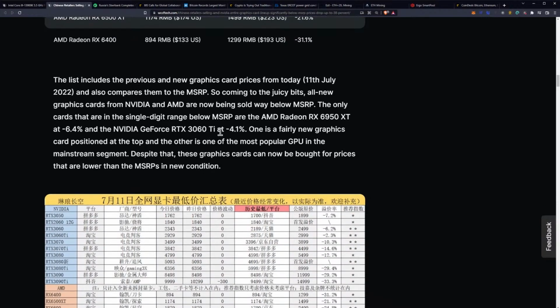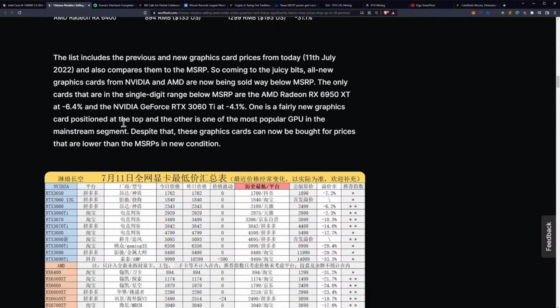So coming to the juicy bits, all new graphics cards from NVIDIA and AMD are now being sold way below MSRP. The only cards that are in single-digit range below MSRP are the 6950 XT at 6.4% and the 3060 Ti, which is extremely popular right now, at 4.1%.